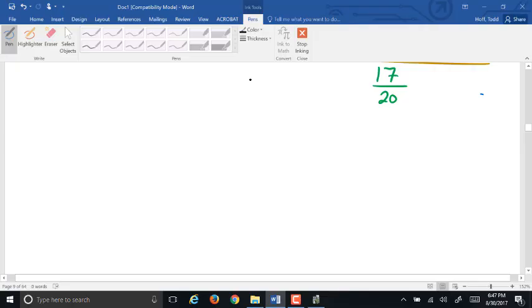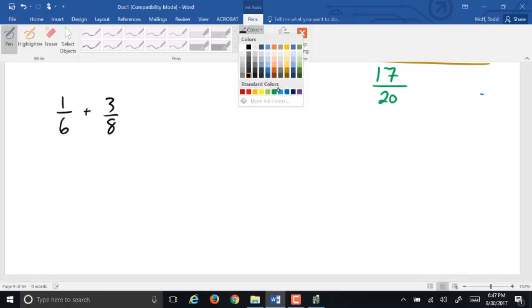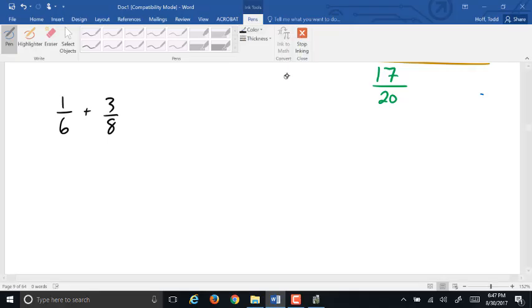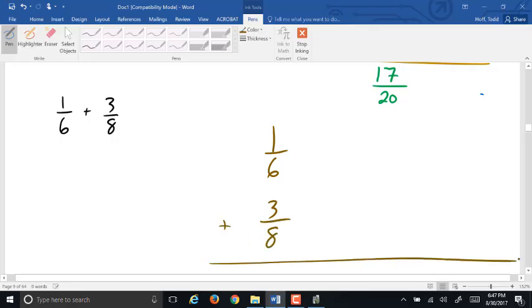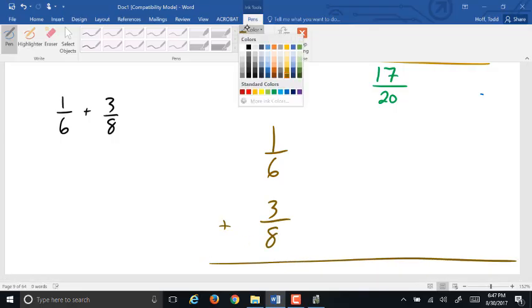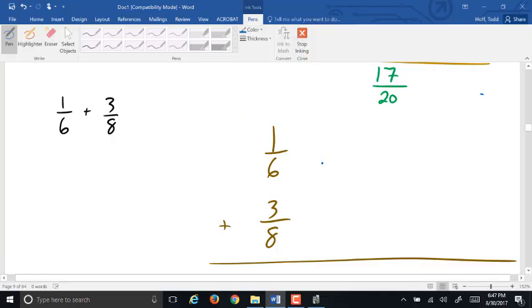Let's look at one where, well, let's just do 1/6 plus 3/8. Let's say we're looking at that and we just cannot figure out what the least common denominator is. So we decide we're going to go ahead and just do 6 times 8. What is 6 times 8? 48. So we're going to use 48 as a common denominator.